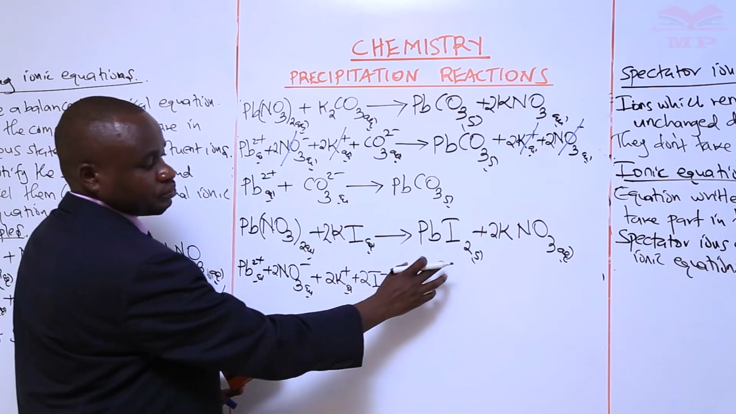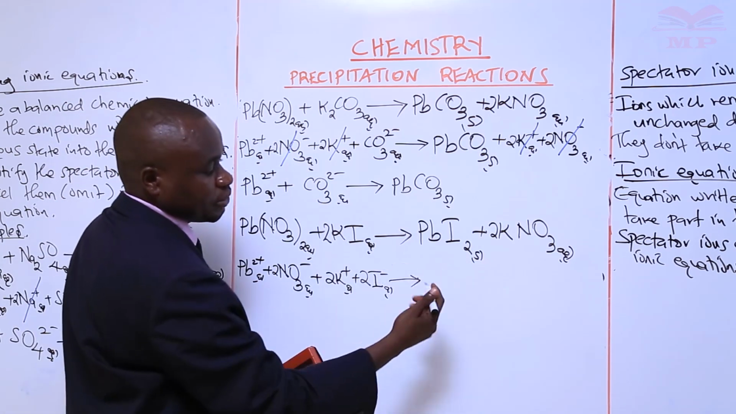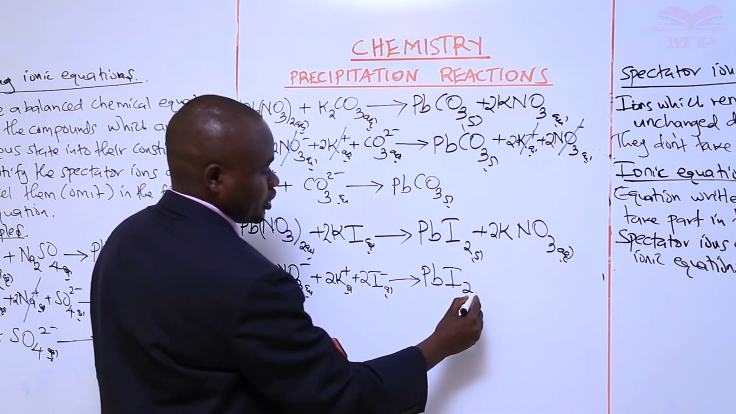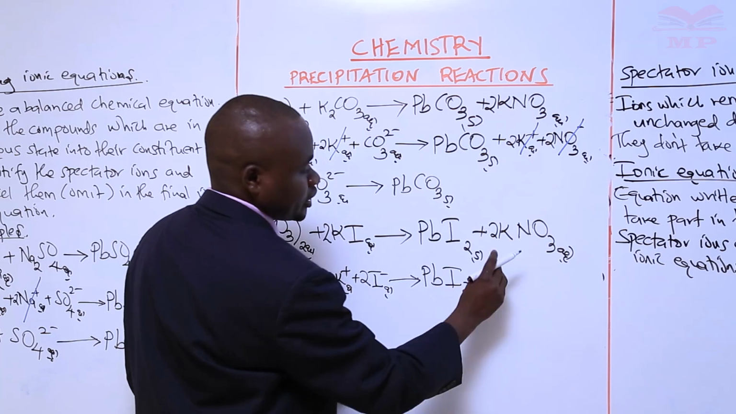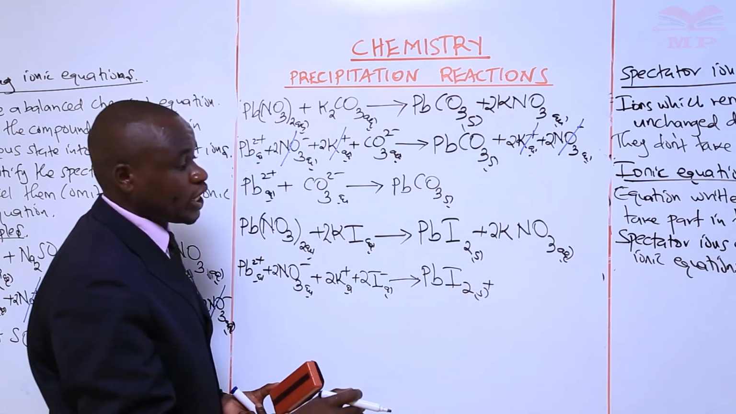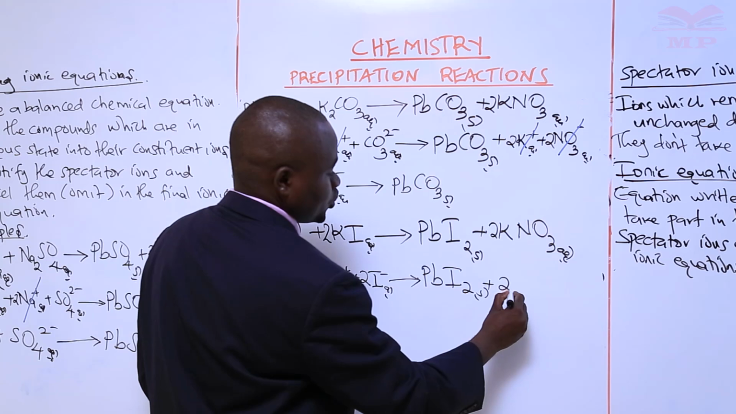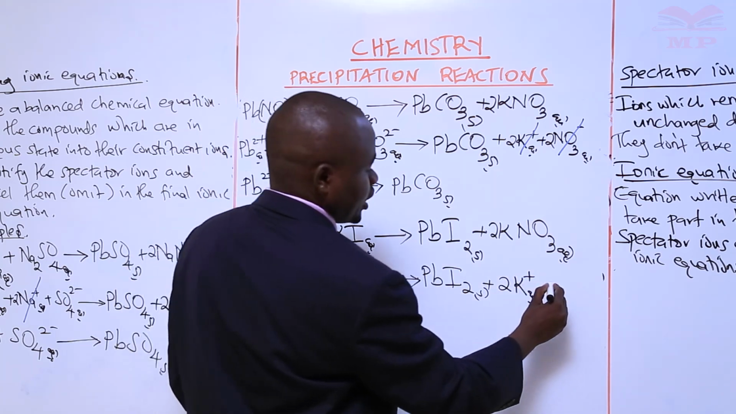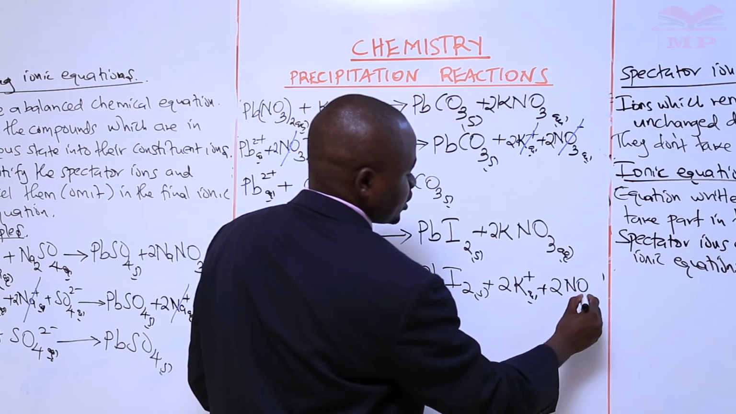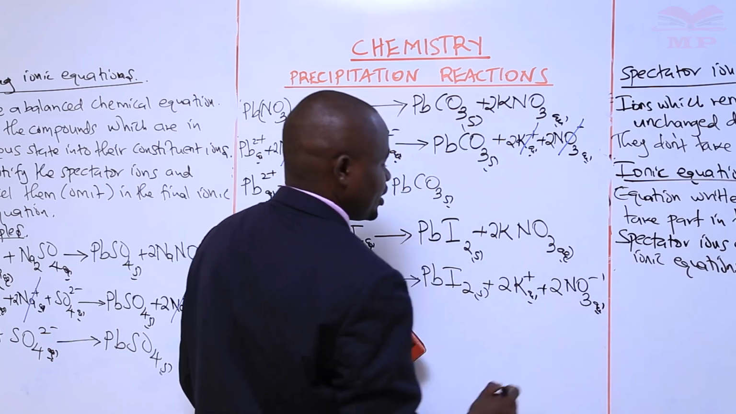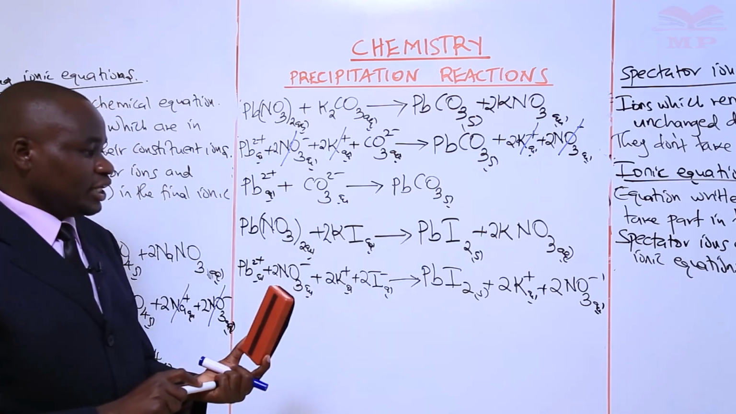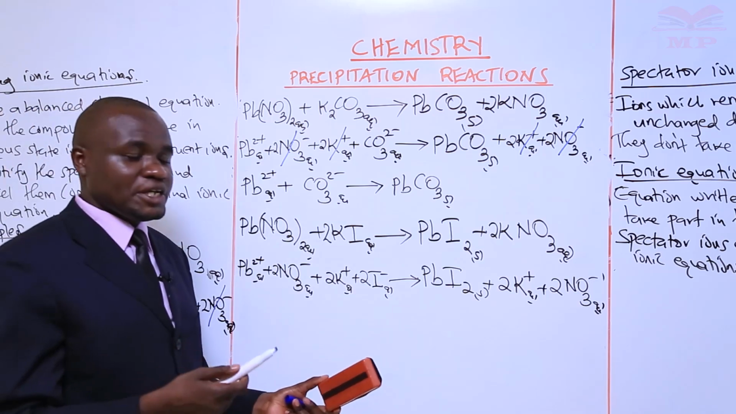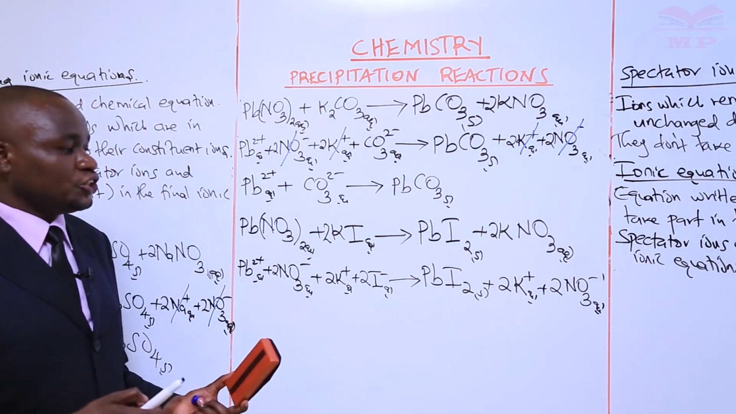That will give you, check the state symbol S, so it will remain PbI2 solid, and then plus potassium nitrate has 2 ions. We have 2 potassium ions aqueous and 2 nitrate ions aqueous. After that, you identify the spectator ions, the ones that we have said they remain chemically unchanged.